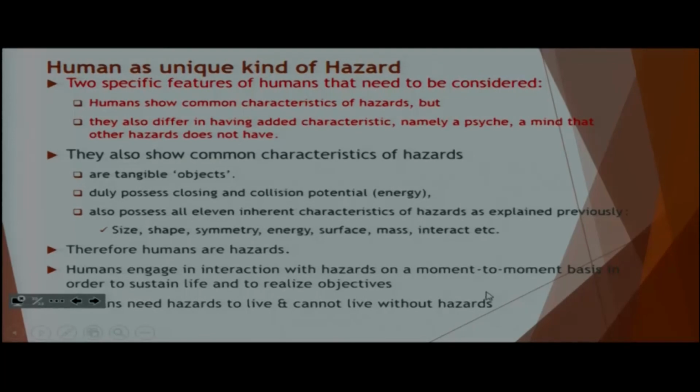Humans engage in interaction with hazards on a moment-to-moment basis in order to sustain life and to realize our objectives. Human beings need hazards to live, and we cannot live without hazards. Humans are therefore always exposed to the inherent safety risks that hazards pose.